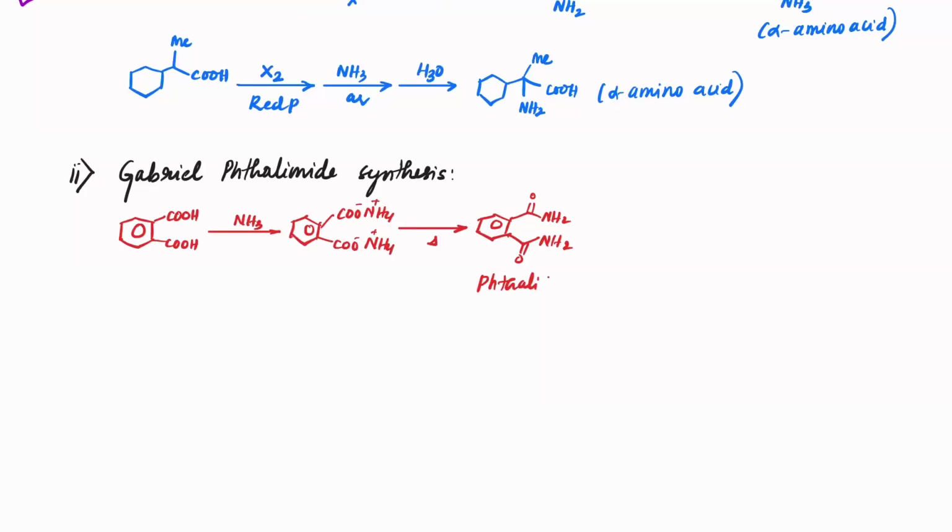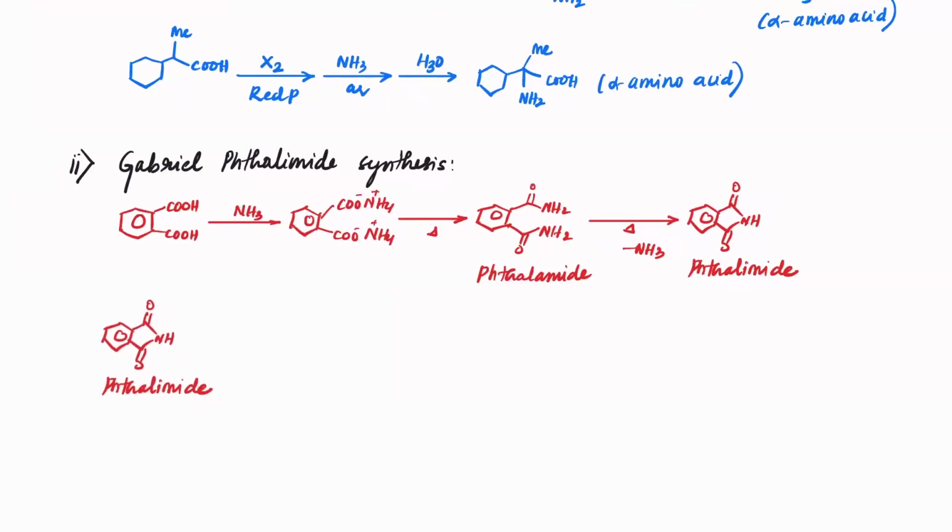Phthalamide. And further heating will make it into phthalimide. That is, the nitrogen will be present here as NH and ammonia would come out of it. So what we get here is phthalimide. This is the first thing we need to do. Now once you get phthalimide, from here the actual reaction starts.